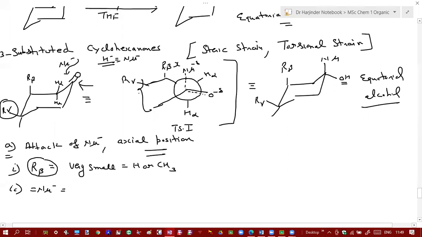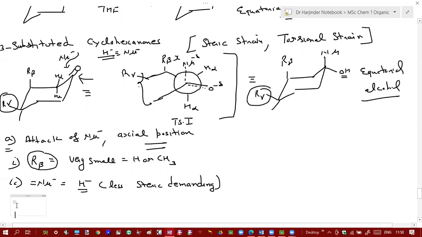If this group is small, only then will attack take place from the axial position. Or if your nucleophile is simply hydride ion, which is less sterically demanding, then attack of the nucleophile will take place from the axial position to give the equatorial alcohol as the major product. And the same thing applies to this gamma group. If a very big group is attached at the gamma position, and your nucleophile is also very big, then due to the steric interactions your major product will be the axial alcohol, not equatorial.